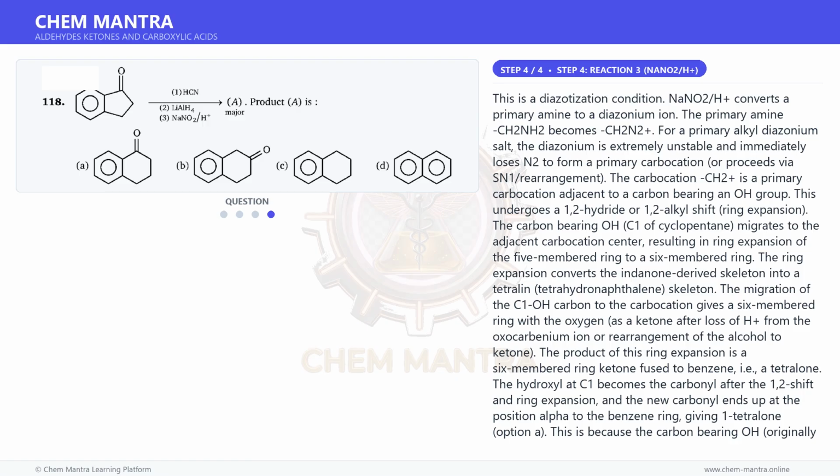This is because the carbon bearing OH, originally C1 alpha to benzene, migrates, placing the carbonyl alpha to benzene in the new 6-membered ring. Why do the other options fail? B, 2-tetralone, would require the carbonyl to be beta to benzene, which is not consistent with the regiochemistry of this ring expansion. C, 1,2,3,4-tetrahydronaphthalene, has no carbonyl. We would need the OH to be lost without forming a ketone, which is not the outcome here. D, naphthalene, requires full aromatization, which does not occur under these conditions.